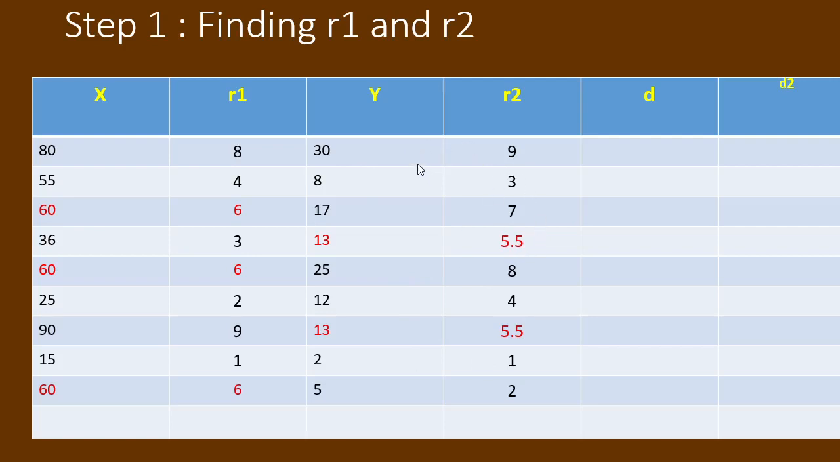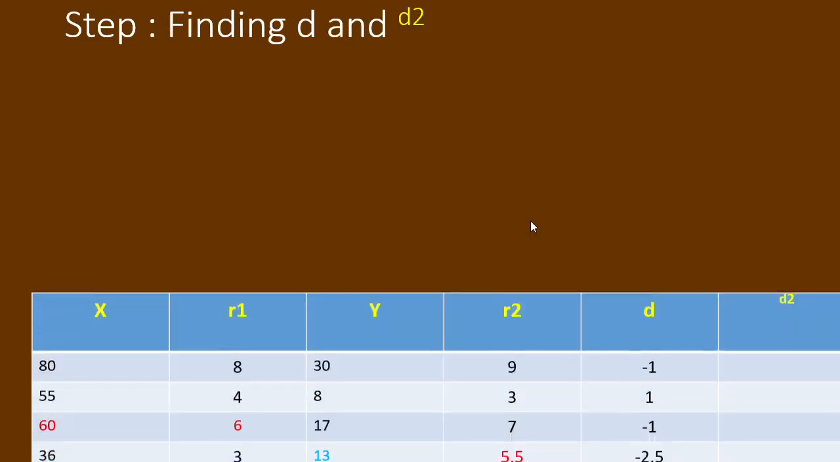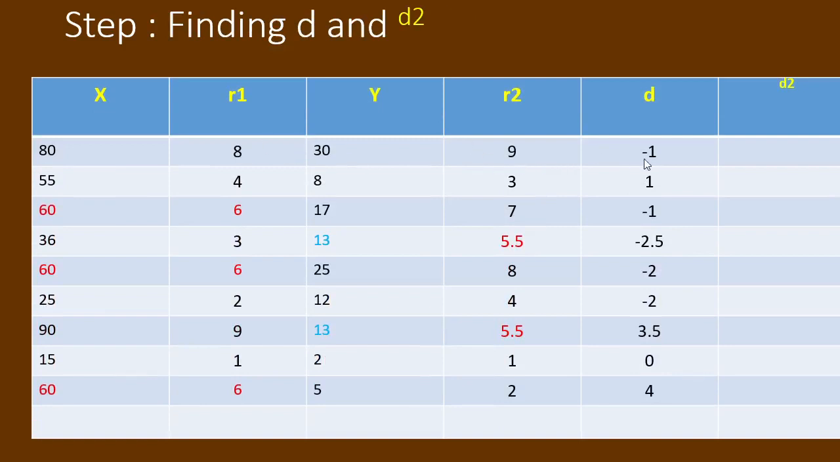So after this, the rest of the things are the same. We should find out D and D square. As far as D, it's rank 1 minus rank 2. So it is 8 minus 9, minus 1; 4 minus 3, 1; 6 minus 7, minus 1; 3 minus 5.5, it's minus 2.5. Like that we are going to calculate D values. The formula is R1 minus R2. You should remember that the summation of D values should always be equal to 0.